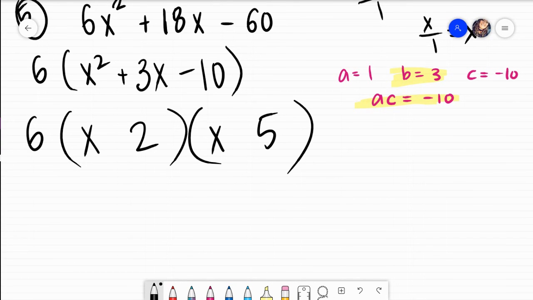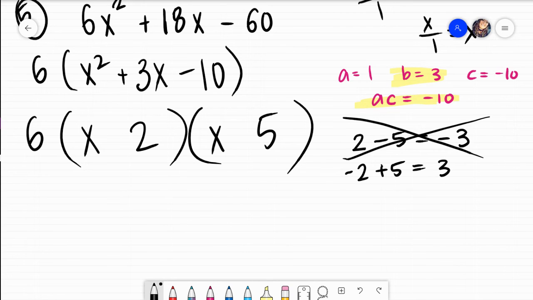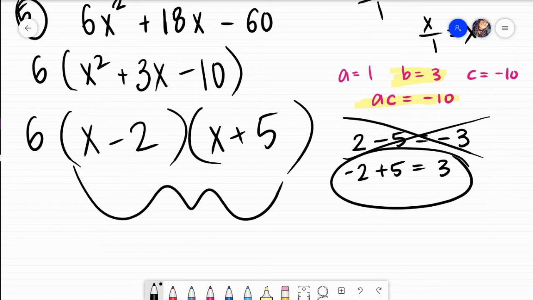I'm pretty sure if I do a positive 2 and a negative 5, I won't get a positive 3. I would get a negative 3, right? But if I do a negative 2 and a positive 5, I will get a positive 3. So that ends up being the combination that I want. And then that's your final answer. If you wanted to go back to check yourself, you could FOIL these and then distribute your 6 in. Okay.